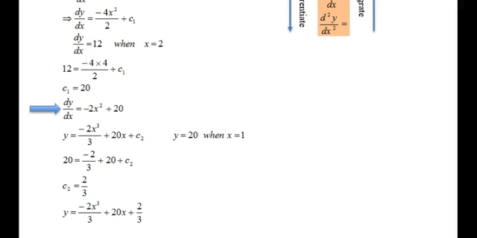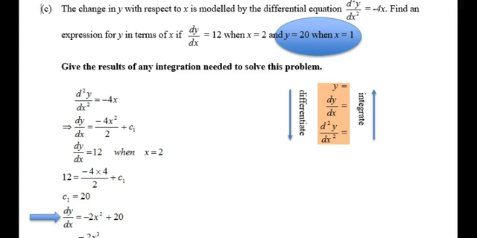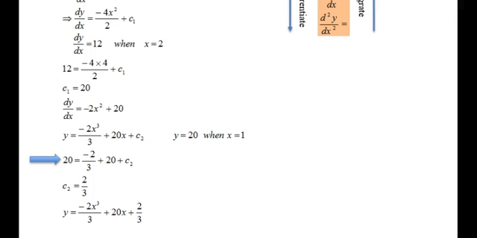And here I can make use of the next bit of information. I've got y equals 20 when x equals 1. So using y equals 20 and x equals 1 allows me to finish off by working out c2 and writing the final answer.